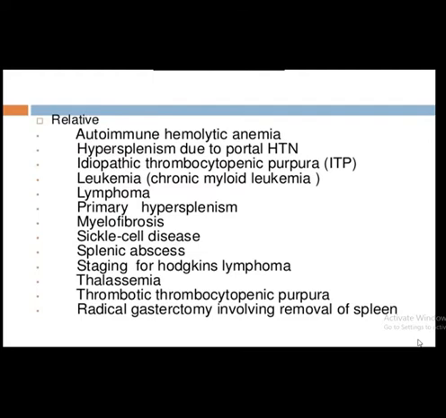Relative splenectomy indications are autoimmune hemolytic anemias, hypersplenism due to portal hypertension, ITP, idiopathic thrombocytopenic purpura, leukemia, chronic myeloid leukemia, lymphoma, primary hypersplenism, myelofibrosis, sickle cell disease, splenic abscess, staging of Hodgkin's lymphoma, thalassemia, thrombotic thrombocytopenic purpura, and radical gastrectomy involving the removal of the spleen.